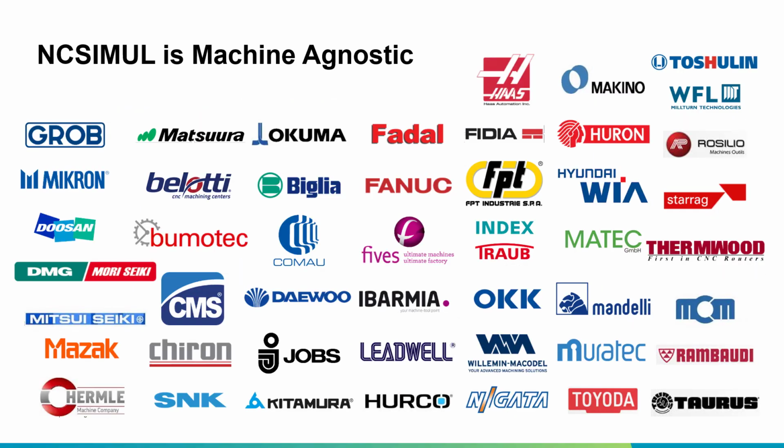The other thing is that NC-Simul is machine agnostic, so it doesn't really matter which machine you're using. We're going to be able to build a digital twin for it. And as you can see, this is just a few examples of the ones that we have in use today. But as a rule of thumb, we can generally cover absolutely everything.